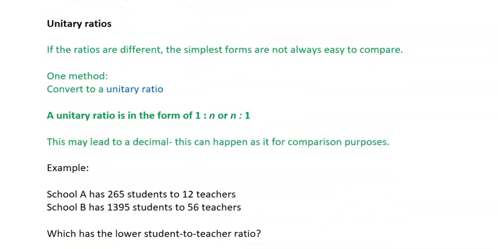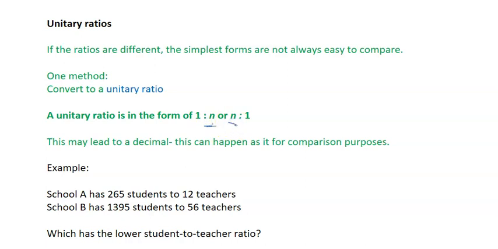Unitary ratios. If the ratios are different, so you don't get like 7 to 3 on both like we did in the question before, then the simplest forms are not always easiest to compare. So one method is using a unitary ratio. It is in the form of 1 to n or n to 1. Now, this may lead to a decimal. N here could be in a decimal form.